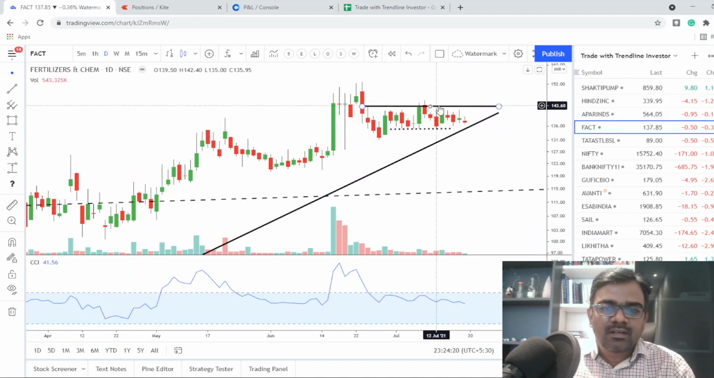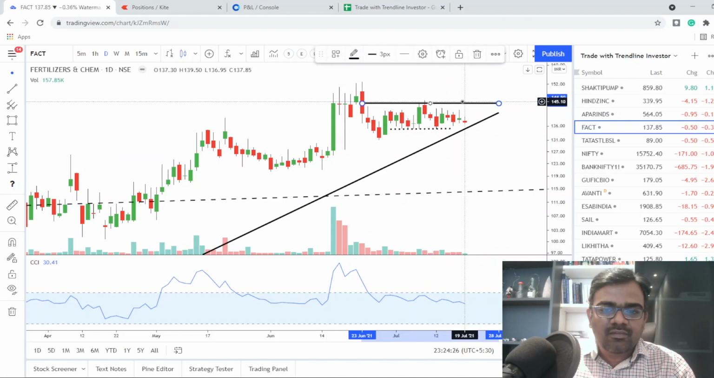And FACT is also going sideways. Now again, if I have to add FACT, I'll probably add above this point over here, which would mean that this is probably a fresh breakout, right? So I'm going to add above this point, 145.6. Here I'm not sure if I'll add because my risk could still not be covered. So I'll drop this for now.